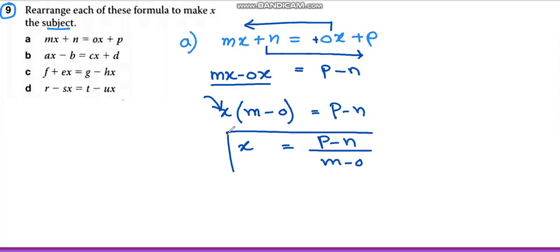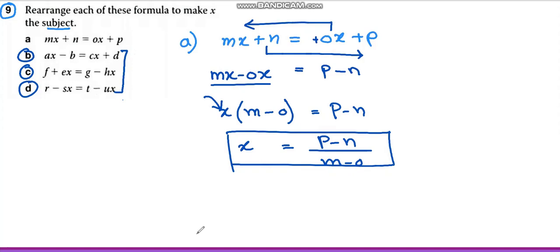So here you can see that x is now the subject. Similarly, you can do the remaining parts. These are very easy, so I'm leaving the other parts for your practice. Please try on your own. And make sure that when you shift something, you just change its sign. If something is being added, then you change its sign, meaning it will be subtracted on the other side. And similarly, if something is being subtracted, it will be added on the other side. So please do practice, and you can ask your questions through comments.